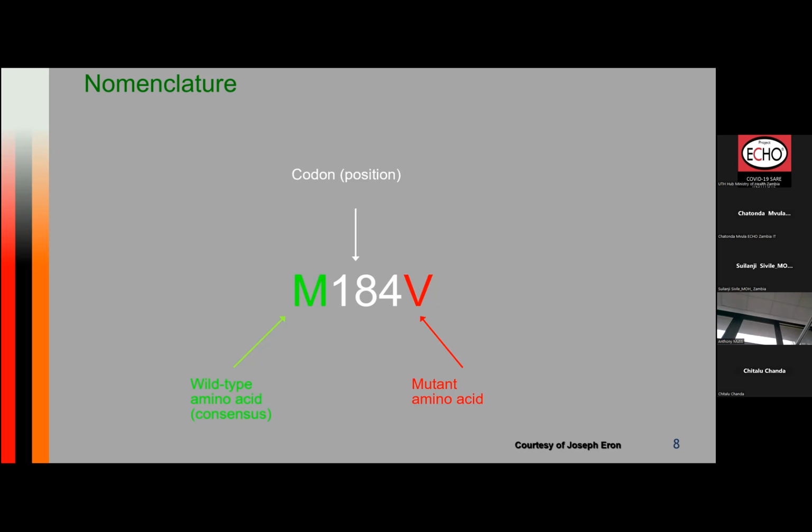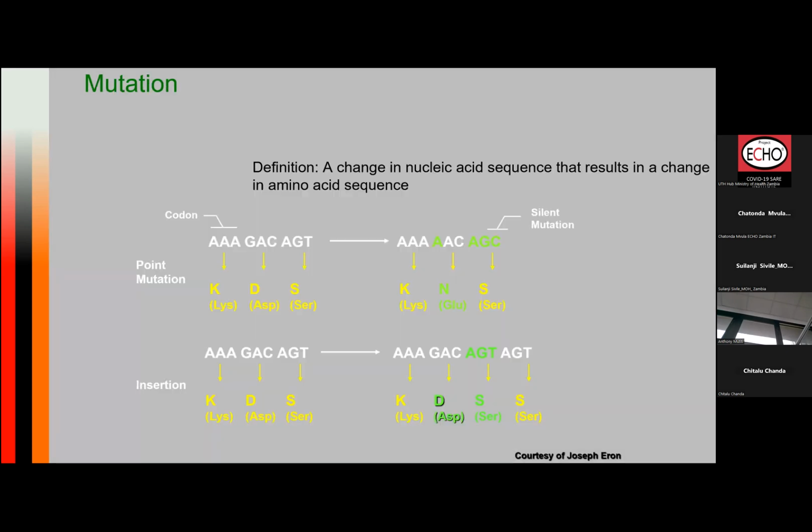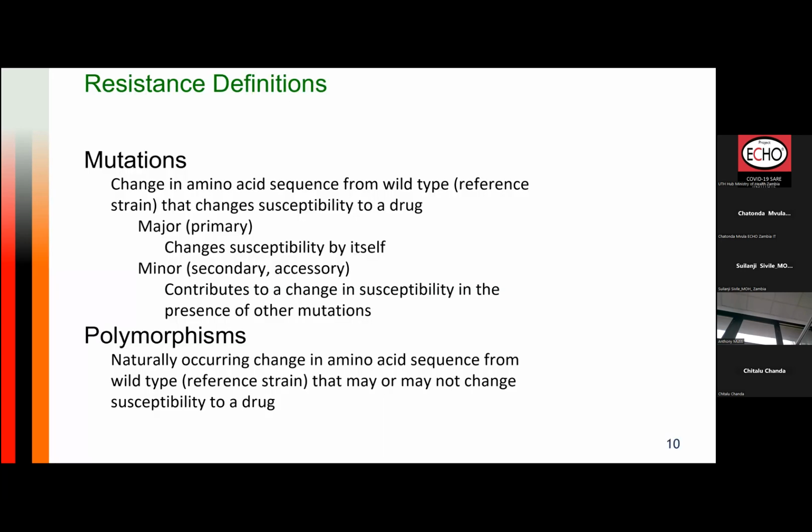But the ones that will really cause drug resistance are known. And this is just to say what happens in terms of the codons. There will be a change in methionine, and that will change the peptide. So really, there are mutations that are major. They will change susceptibility. And there are minor ones, which will need other issues like secondary or accessory mutations.